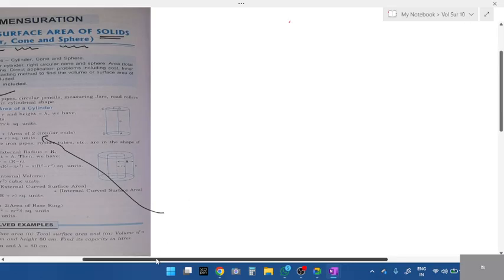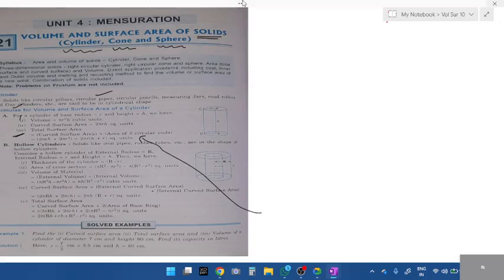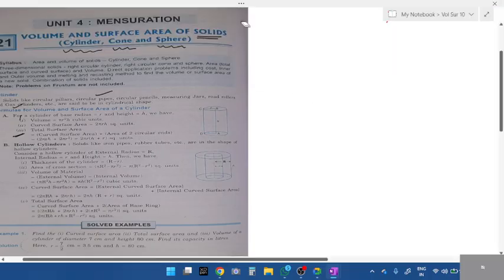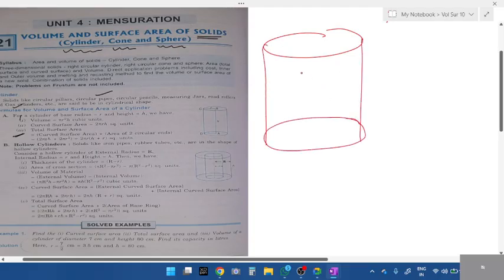Next one is hollow cylinder, students. Hollow cylinder is basically made up of two cylinders together. So everything will have two parts. This is one cylinder. Inside this, you'll have another cylinder. Like this. I'll explain from the textbook so that you'll have the formulas, you can write them.